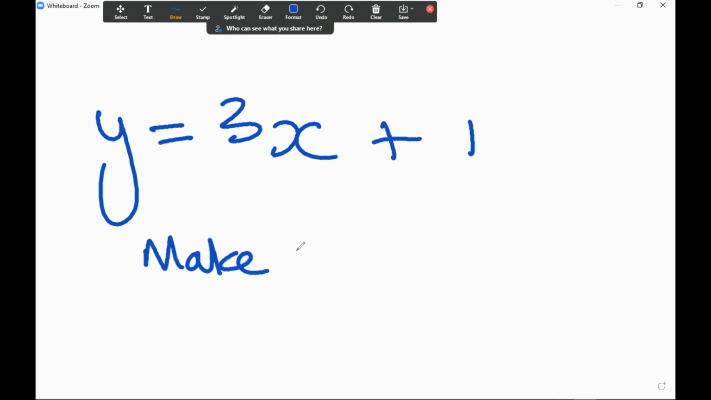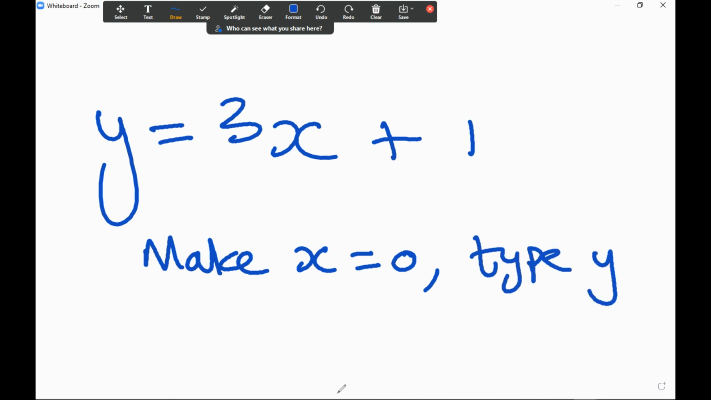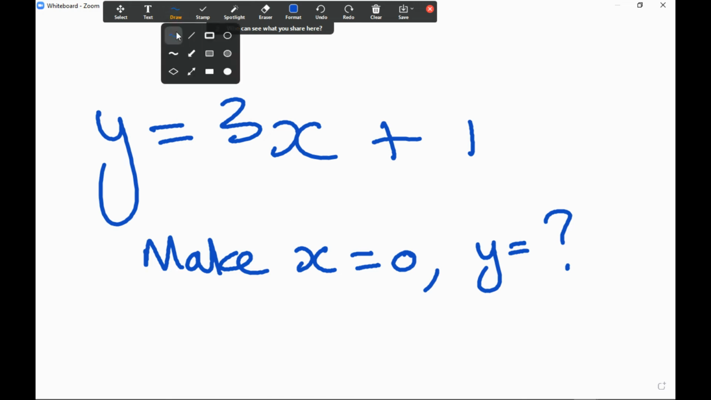Make x equals 0, type y. What do you get? Make x equal to 0, and what is y? Type your answer. What is y equal to when x is 0? Thank you, Daniel. Well done. Anyone else? Make x 0, type y. Get your answer.